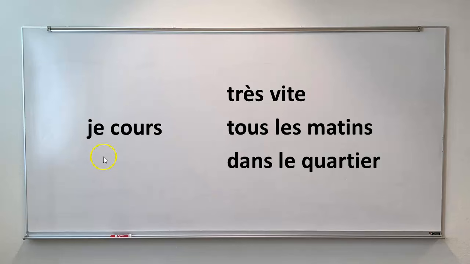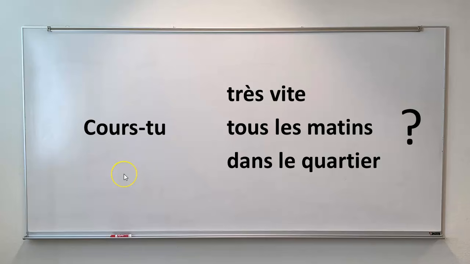Okay, so let's try a different subject pronoun here, a different form of the verb. The form is identical, but it's a different subject pronoun here. So we have you run, which is tu cours. You run. If I want to tell you you run very fast, I would say tu cours très vite. You run every morning. Tu cours tous les matins. You run in the neighborhood. Tu cours dans le quartier.